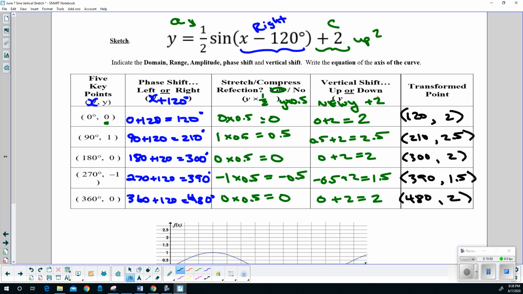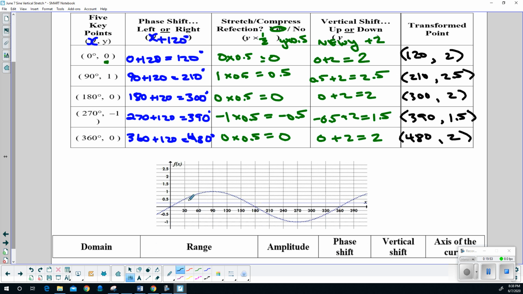So let's see what that looks like on our graph. So here's my original sine that's there as a reference. So our new dot is going to be at 120, 2. So 120, 2, going to go there. And then I've got 210, 2.5, 300, 2, 390, 1.5, and uh-oh, I'm off my grid, 480, 2, let's show up over here somewhere. So that's at 480, give or take.